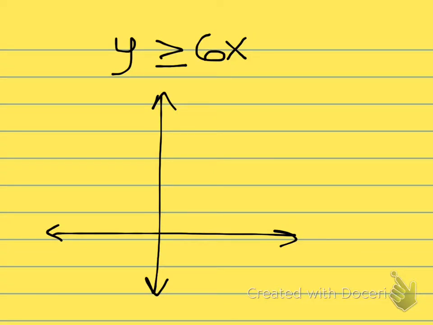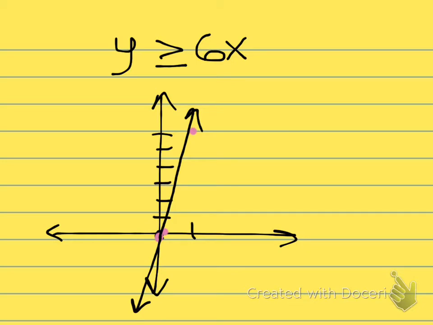I need to put starting point at 0, 0, since my y-intercept is 0. And then I'm going to go up 6 to the right 1. I can put another point there. And then I'm drawing a solid line through my points. Since my sign has an equal to line underneath, it's a solid line.